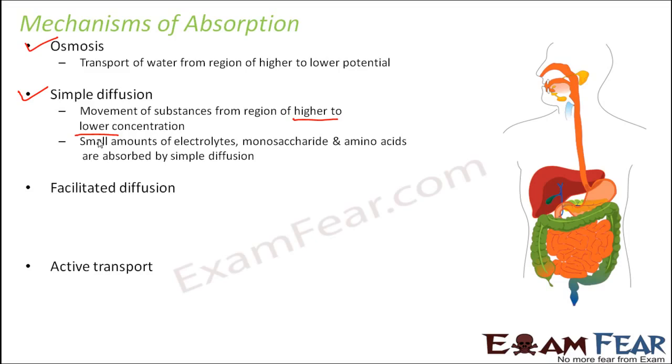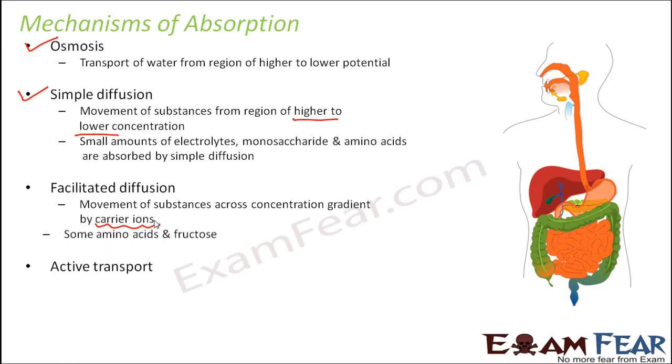Facilitated diffusion. Now, sometimes it so happens that this is also a type of diffusion where movement will occur from a region of higher to lower concentration. But sometimes some substances cannot move on their own. They need some carrier ions. So that type of diffusion is called facilitated diffusion because they need some facilitator who will carry them across the membrane. So movement of substances across the concentration gradient by carrier ions. So carrier ions play a very important role here. So what substances are absorbed by this mechanism? Again, some of the amino acids and fructose.